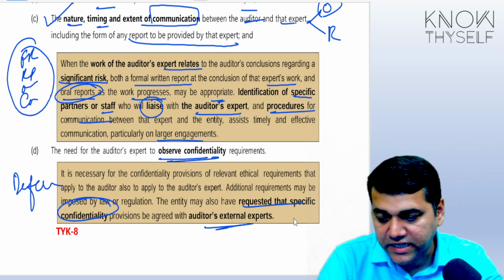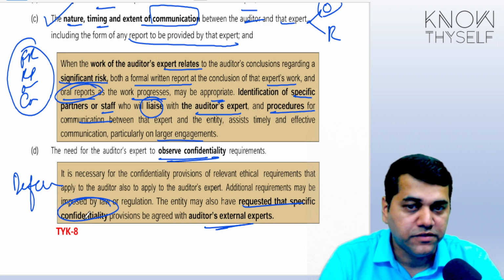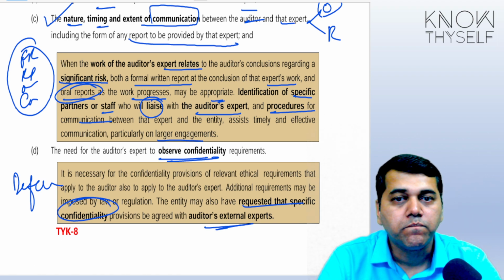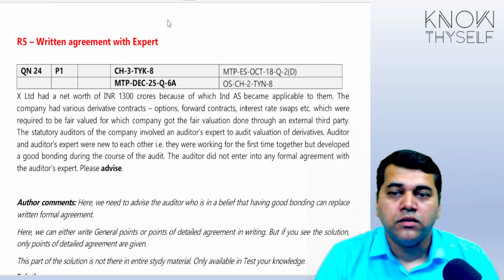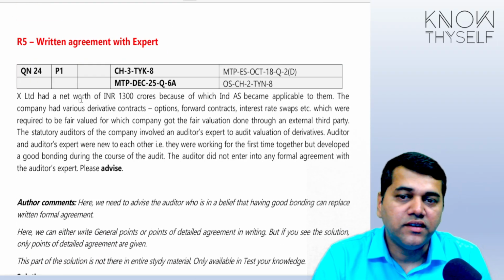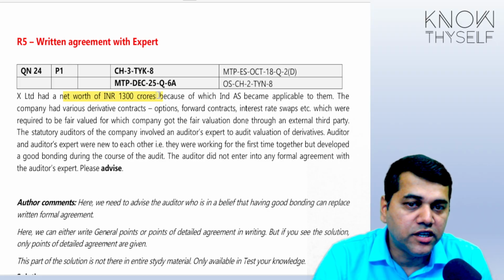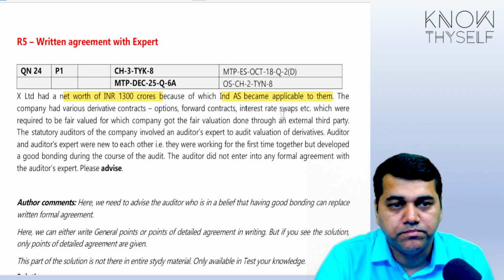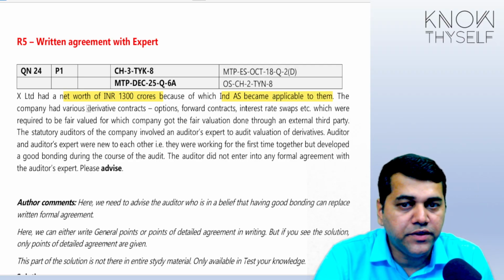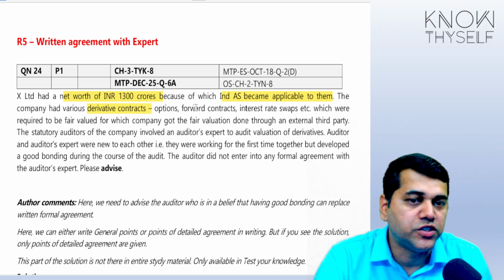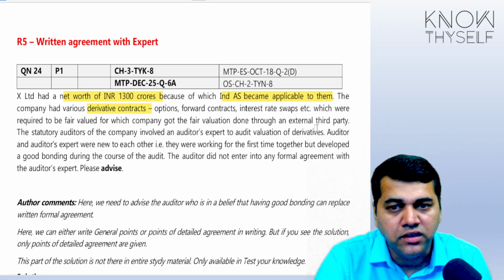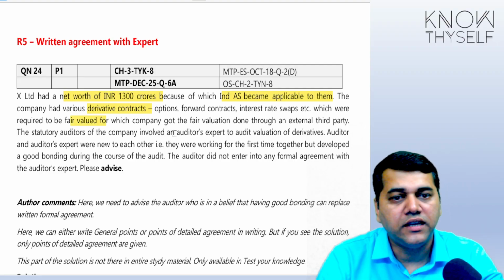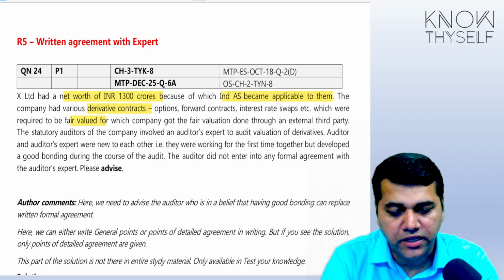Yes, let us see one test your knowledge question, friends. First time we are coming across any question in this standard. Now, X had net worth of 1300 crore, because of which Ind AS becomes applicable to them. The company has various derivative contracts, options, forwards, swaps, etc., which were required to be fair valued, and the company got the fair valuation done.